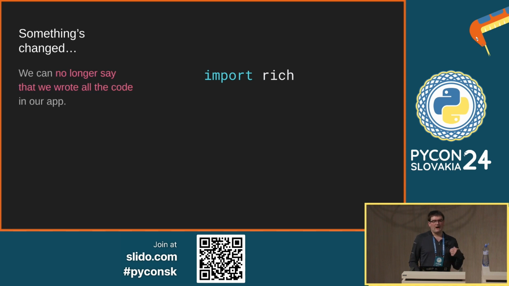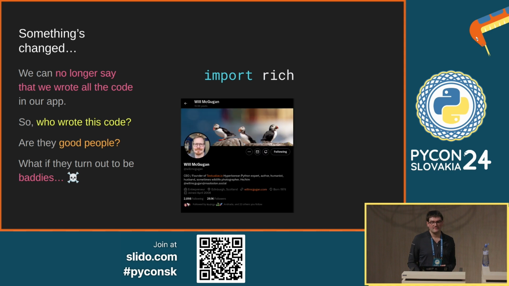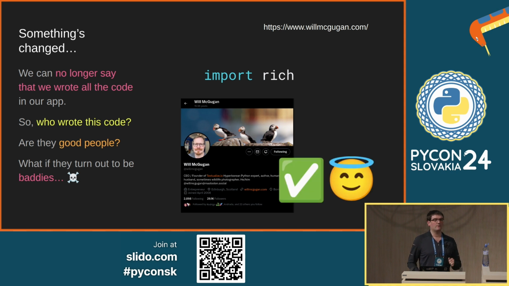package as well. I can't say anymore that I'm the only person that wrote all of the code inside of my application. We've got to think who actually wrote this code, and more importantly, are the people who wrote the code good people who want our code to succeed, or are they baddies that don't have our best interests at heart? And so in the case of Rich, this is a developer based in Edinburgh in the UK, Will McGugan. I've spoken to him a few times. He's a brilliant guy. You should definitely check out some of the Rich project and what's coming out of there. Rich, I have no problem with at all.